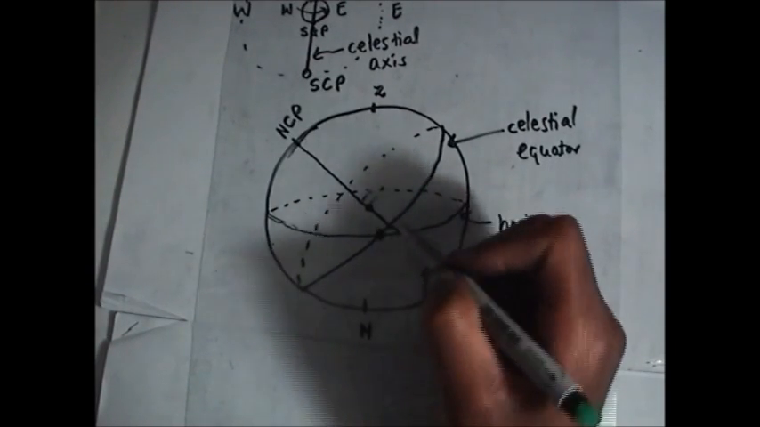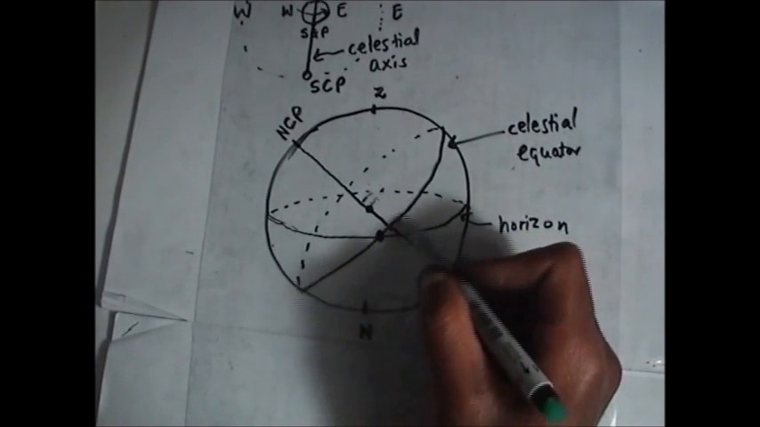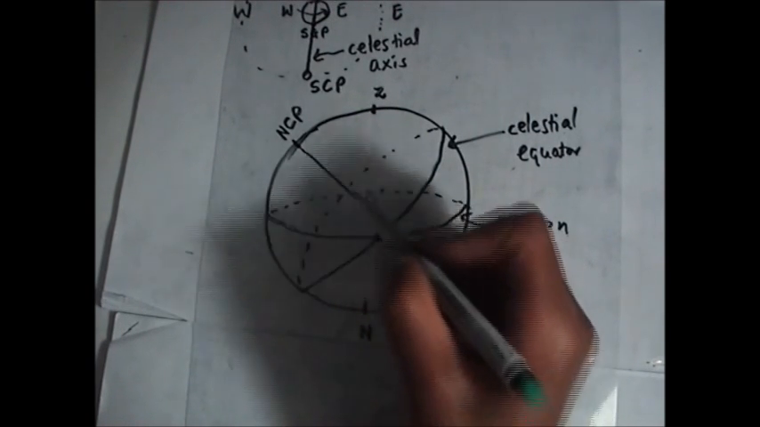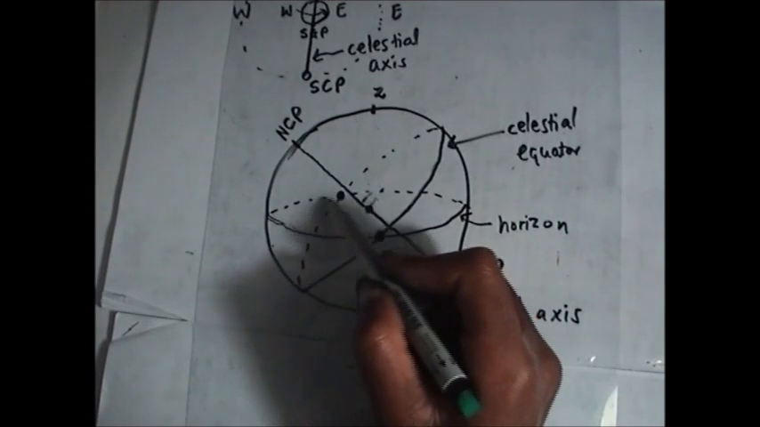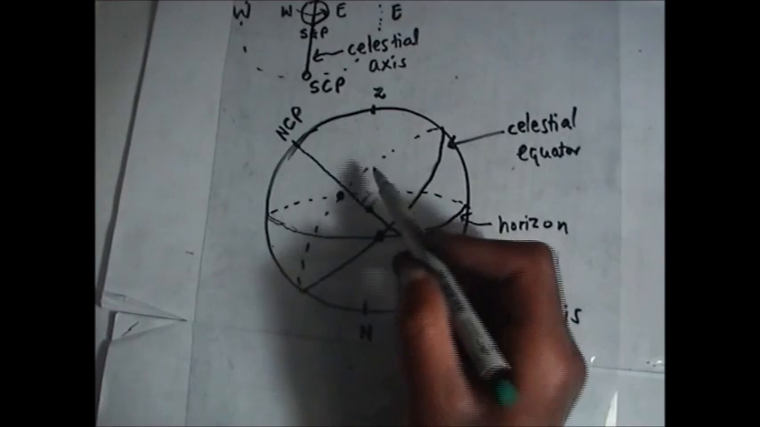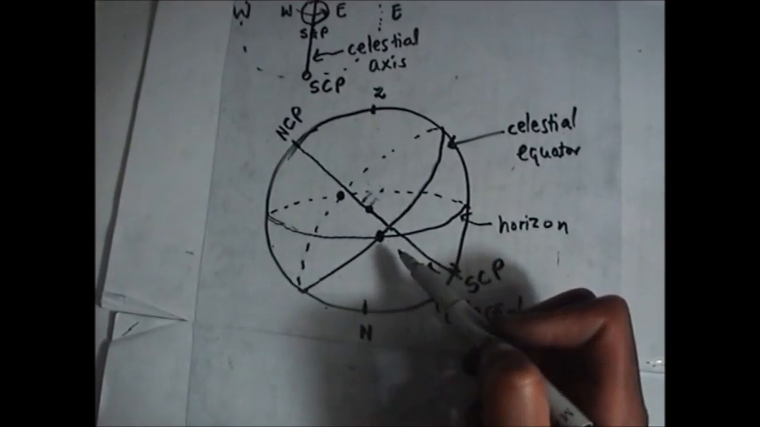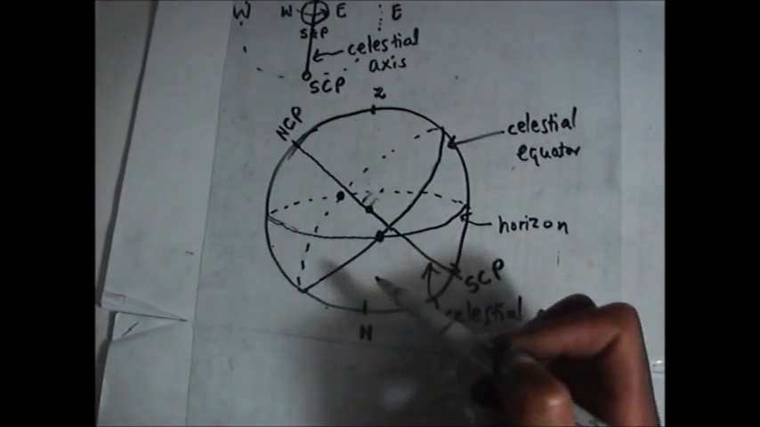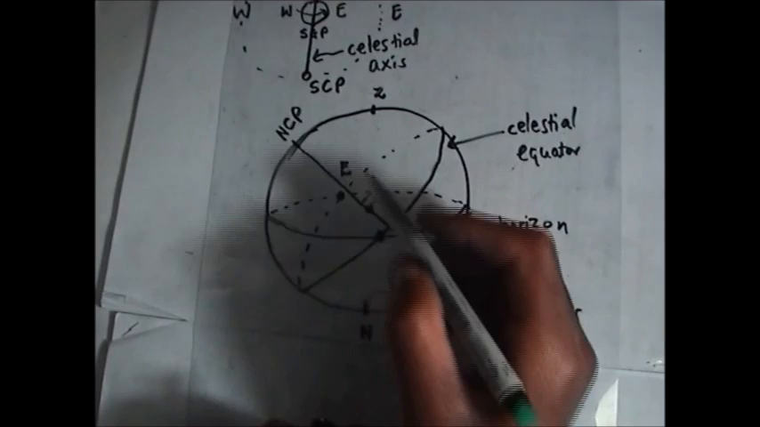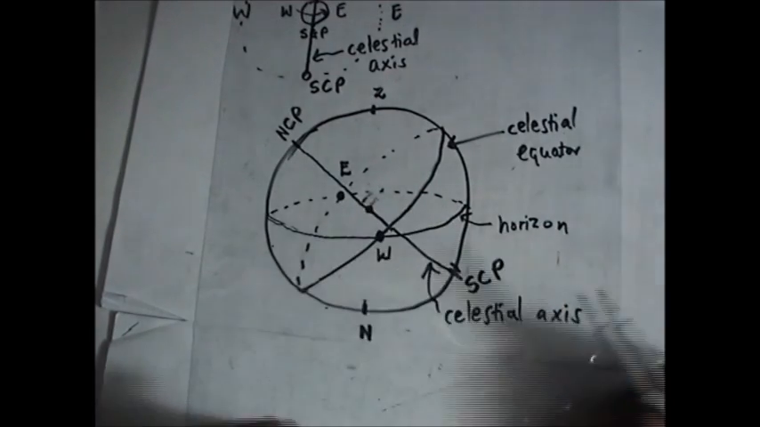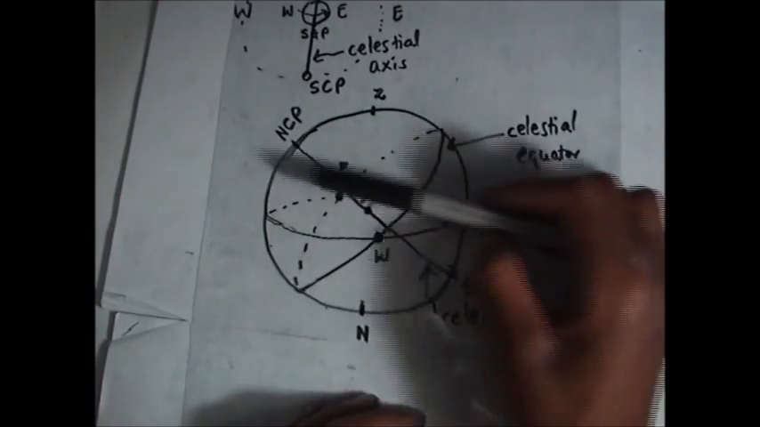There's this point here where the horizon meets the celestial equator. Can you see that? And there's another point right there at the back where the horizon meets the celestial equator. So there's going to be our east point and our west point. With my drawing here, this is going to be my east point and this is going to be my west point, that is if the person is facing that side.